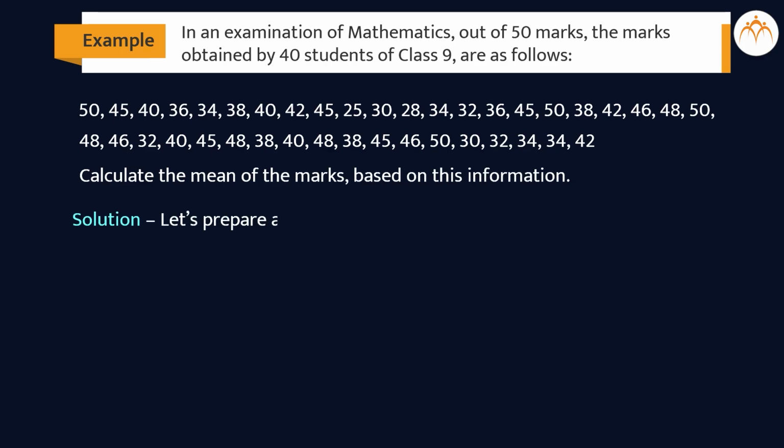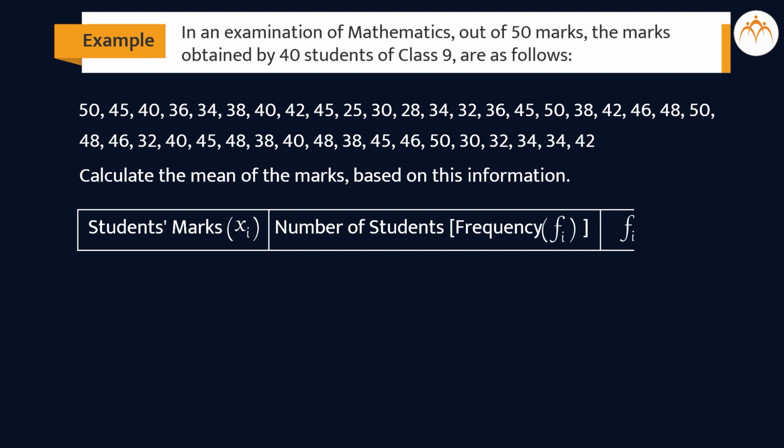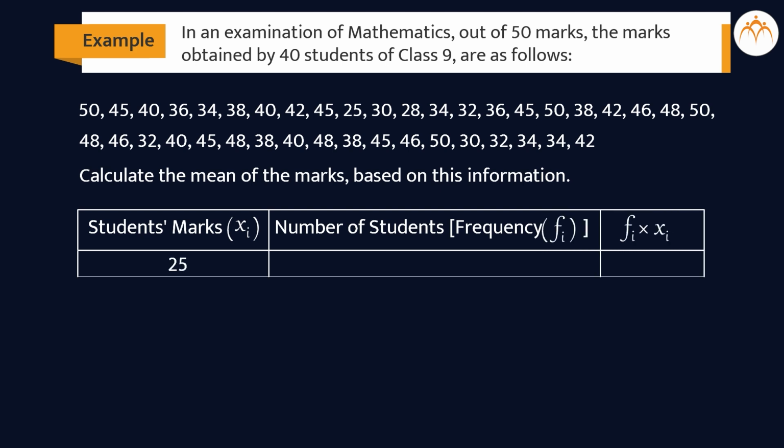Solution. Let's prepare a frequency table: students' marks, that is xi, number of students, that is the frequency fi, and fi into xi. Now for 25 marks, frequency f1 is 1, therefore 25 into 1 equals 25. For 28, frequency f2 is 1, therefore 28 into 1 equals 28. For 30, frequency f3 is 2, therefore 30 into 2 equals 60. For 32, frequency f4 is 3, therefore 32 into 3 equals 96.